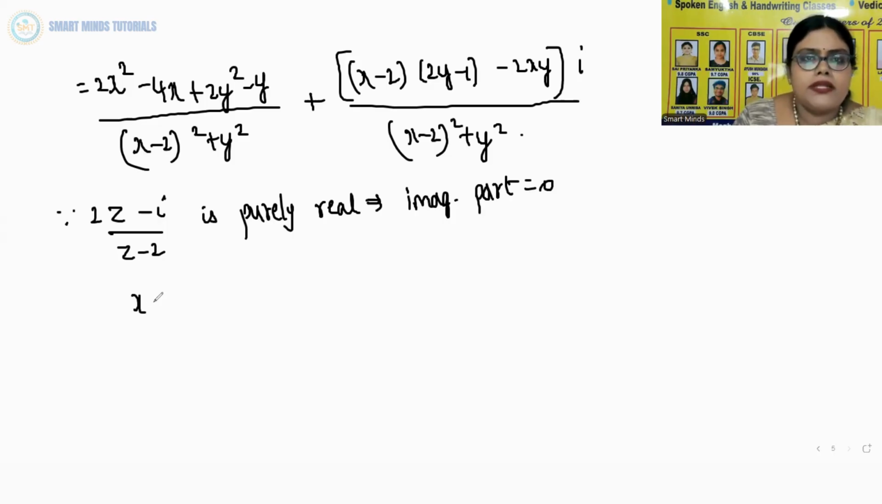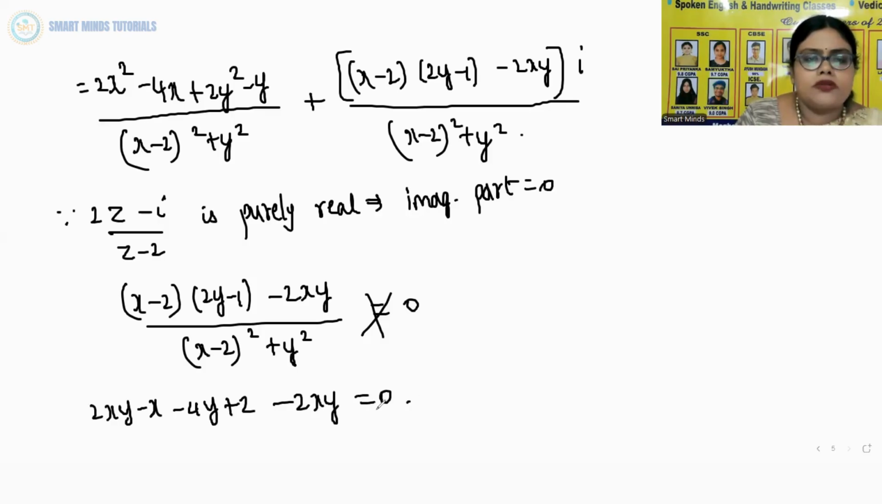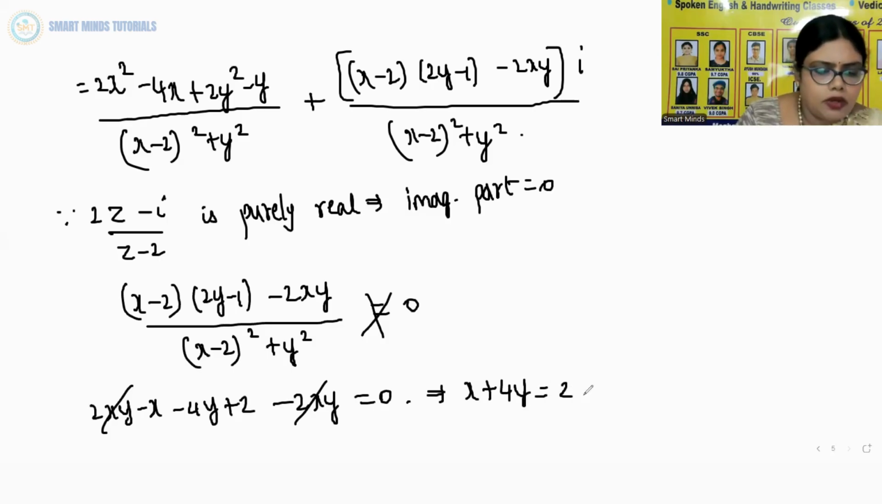Since (2z minus i) by (z minus 2) is purely real, it means its imaginary part is 0. So the imaginary part, (x minus 2) into (2y minus 1) minus 2xy by (x minus 2) whole square plus y square, is equal to 0. If you cross multiply, you will get 2xy minus x minus 4y plus 2 minus 2xy is equal to 0. 2xy cancels, and if you take minus common, you will get x plus 4y is equal to 2. And because in the denominator you have (x minus 2) whole square plus y square, x value is 2 and y value is 0.